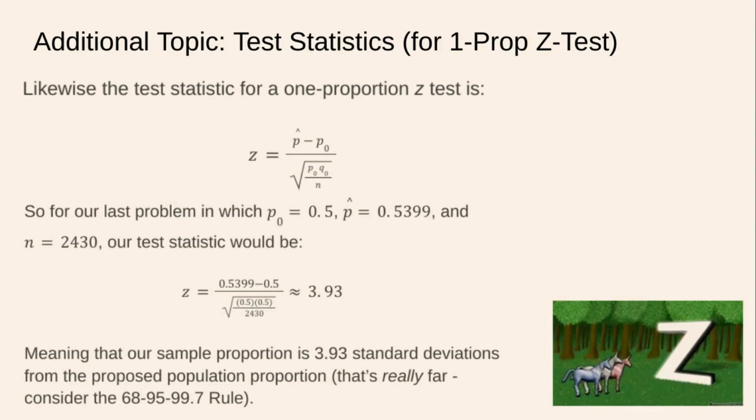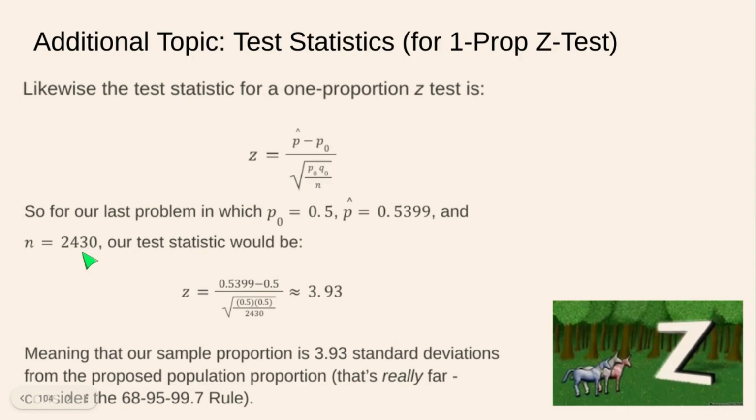So for the last problem that we did, the one that involved baseball from chapter 19, p sub 0 is 50%. That was our assumed population proportion, which meant there was no advantage for the home or away teams, if you recall. But p hat is 0.5319, which meant about 54% of the time the home team won in our sample of 2,430 baseball games. And that's why n equals 2,430.